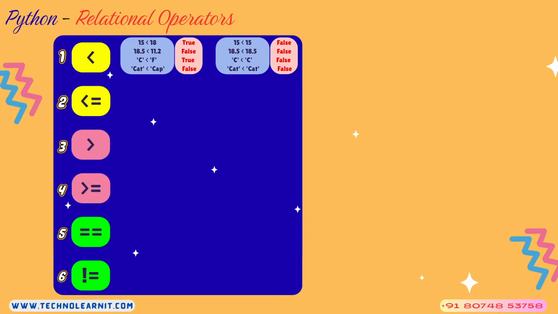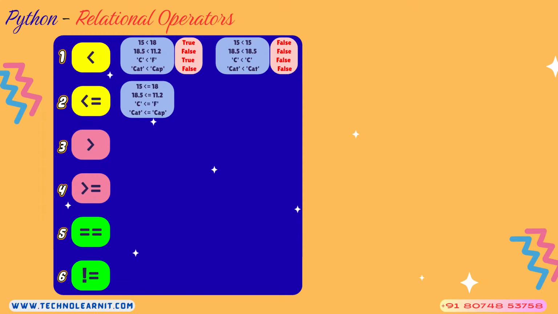All right, let's move on to the next operator, less than or equal to. Use the same numbers, but change the operator in between to understand this. Now, 15 less than or equal to 18. Here you have to check whether 15 is less than 18 or whether 15 is equal to 18. If either of the conditions is true, the condition evaluates to true.